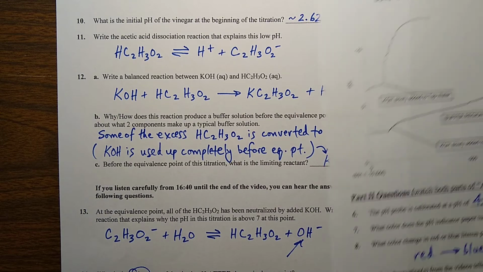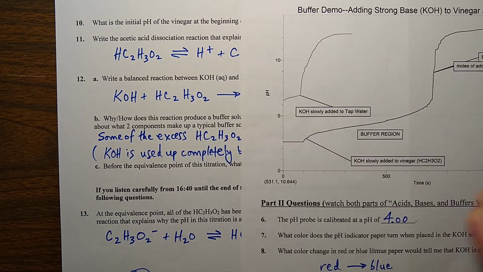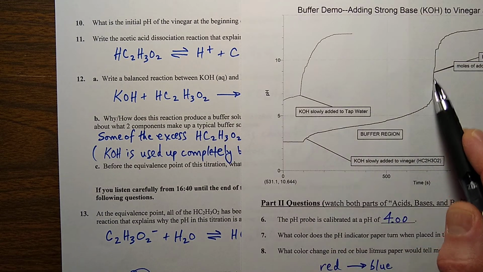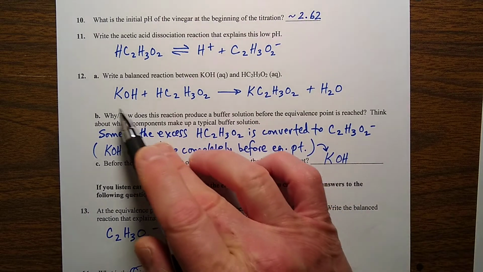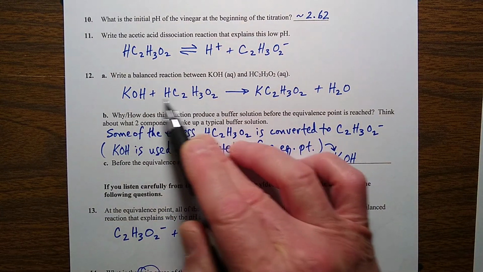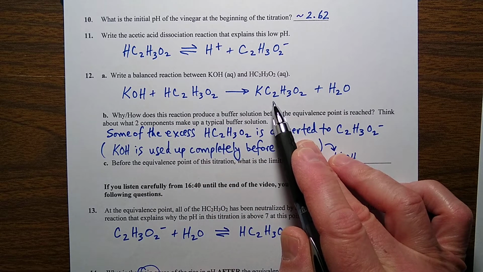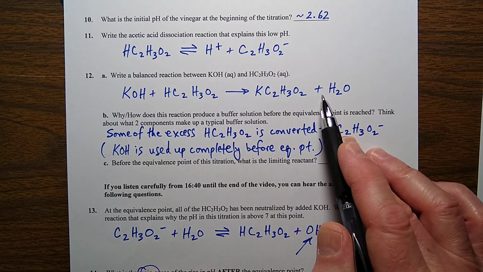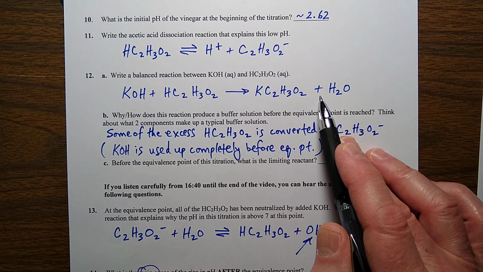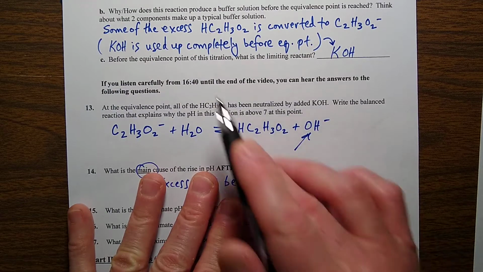What's the reaction that occurs when you start adding in base from this point up to this point? That is KOH reacts with 1 mole of acetic acid and gives you 1 mole of potassium acetate and 1 mole of water. This is the same reaction that we collected data on when we did the acid-base titration lab.